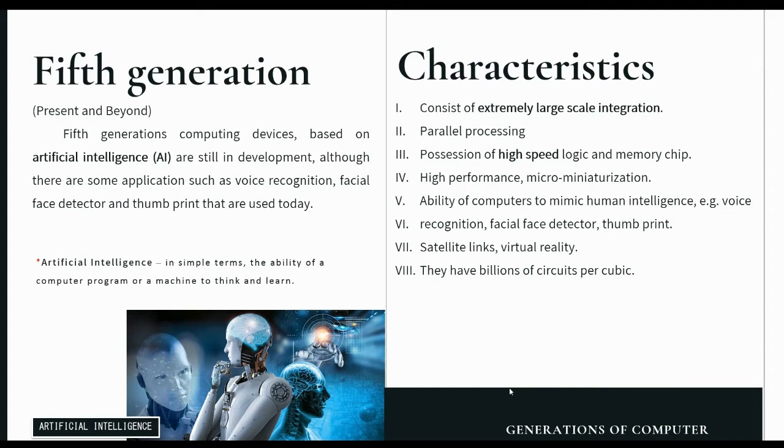Artificial intelligence, in simple terms, is the ability of a computer program or a machine to think and learn. Characteristics of the fifth generation computers are as follows. 1. Consist of extremely large-scale integration. 2. Parallel processing. 3. Possession of high-speed logic and memory chip. 4. High-performance micro-miniaturization. 5. Ability of computers to mimic human intelligence, for example, the voice. 6. Recognition, facial face detector, and thumbprint. 7. Satellite links and virtual reality. 8. They have billions of circuits per qubit.